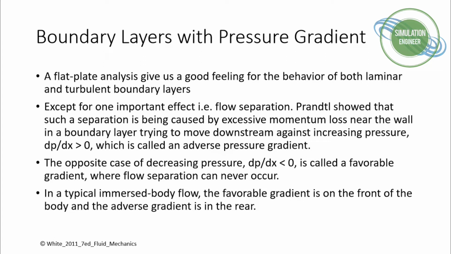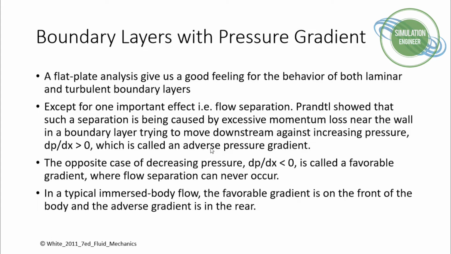And for the very first time, Ludwig Prandtl, in the early 1900s, showed that such a separation is caused by the excessive momentum loss near the wall. Prandtl gave this concept of the boundary layer: near the wall, you will lose a lot of momentum, and the flow becomes weaker and much more prone to going in the opposite direction of the mainstream flow. That is, in a boundary layer, the momentum loss will occur as the flow moves downstream against the increasing pressure, right? So your pressure gradient is positive. The pressure gradient becomes much stronger compared to the velocity. Velocity decreases, pressure increases, and you have this positive pressure gradient, which is called an adverse pressure gradient.